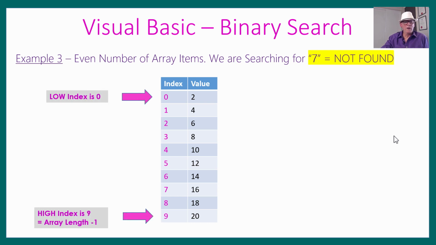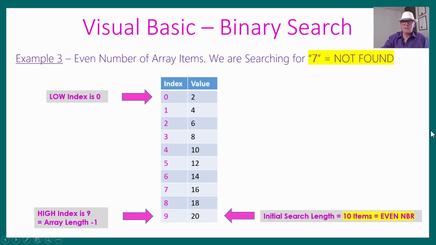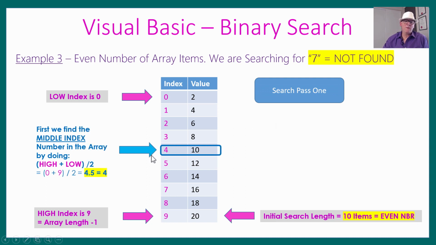So again, the low index is 0 on this one, the high index is at 9. We've still got those same numbers, 2, 4, 6, 8, 10, the even numbers up to 20. So we've got 10 items here, indexed from 0 to 9 in Visual Basic. We're going to be doing search pass number 1 here. Remember, it came out 4.5, so we dropped off the 0.5 and made it 4. Check out what's at 4, it's a 10.